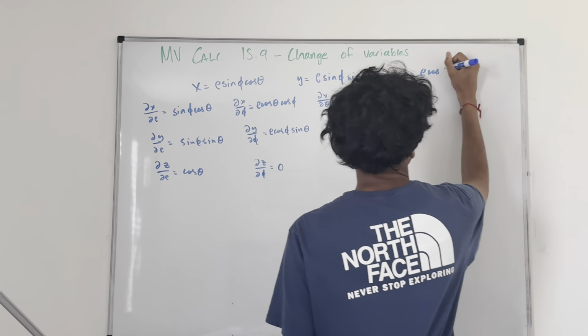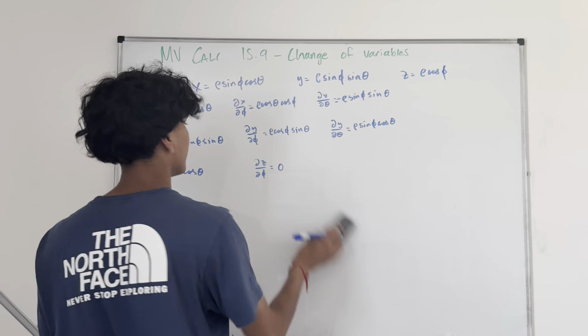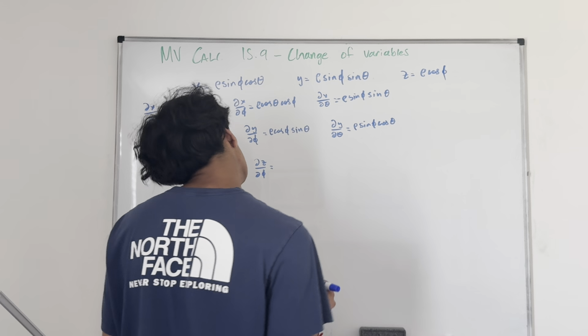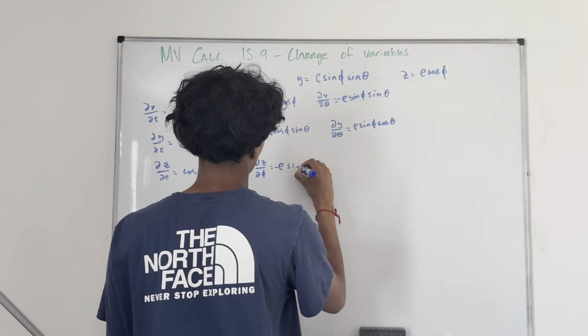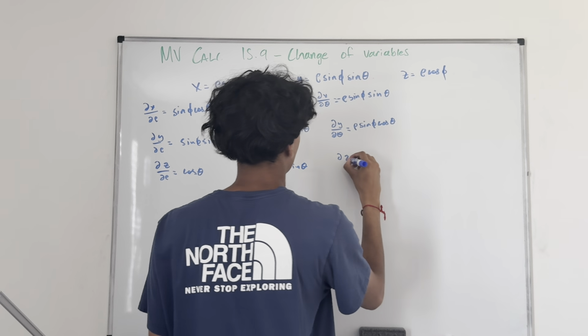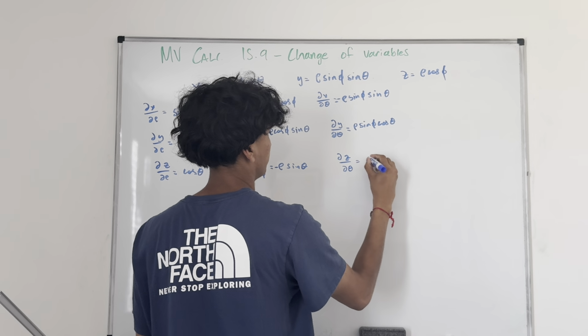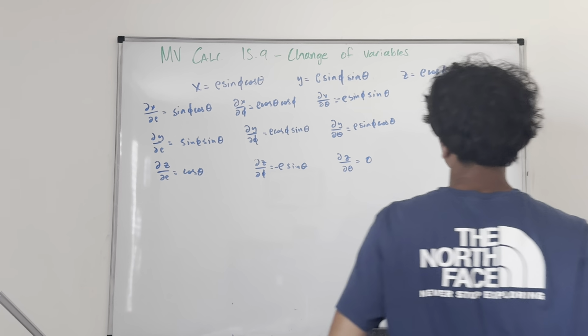Oh, it's not 0 because this is actually phi. Whoopsies. It's going to equal negative rho sine theta, and then partial z partial theta is just equal to 0, right? Because it doesn't depend on theta.